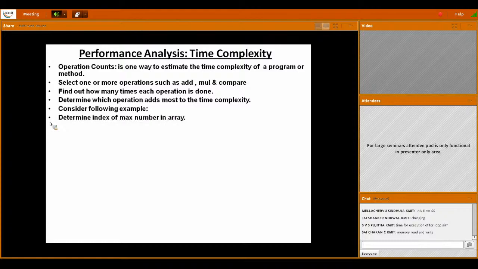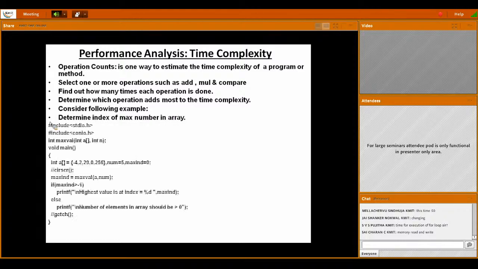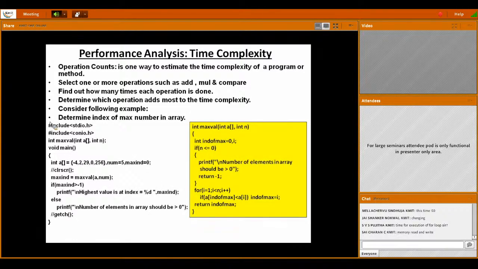Now consider the following. Determine the index of max number in an array, right? This is the code and this is the method. Just go through it, simple code, and then we'll talk about it.